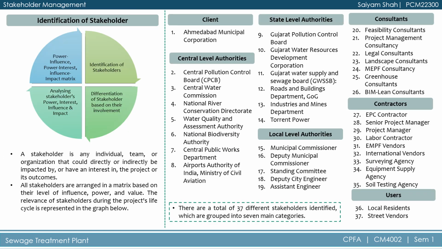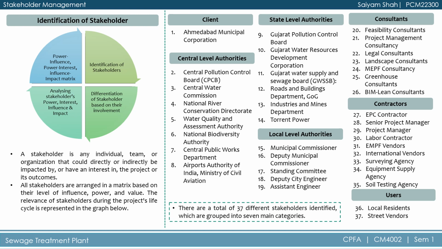Stakeholder management. The methodology adopted for stakeholder management exercises identification of stakeholders, differentiation of stakeholders based on their involvement in the particular project, analyzing stakeholders' power, interest, influence and impact, and then preparing a power, interest and influence impact matrix which will indicate the involvement of stakeholders for the proposed project.